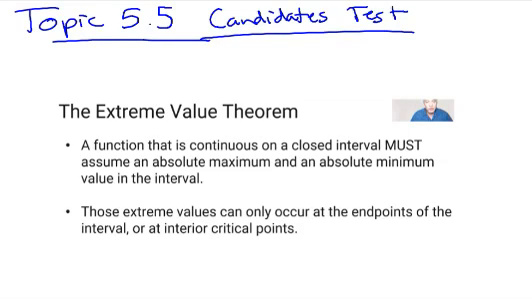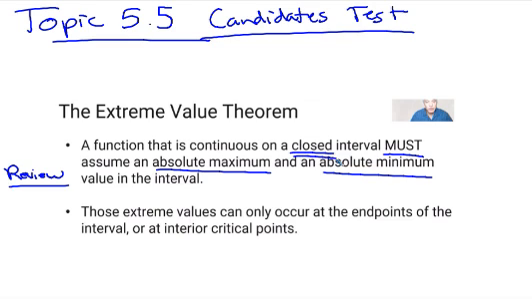All right, today we're going to work on the candidates test, which is topic 5.5. And we've already worked with this somewhat, dealing with the extreme value theorem. Let's just take a look here at this first slide. A function that is continuous on a closed interval must assume an absolute max and an absolute minimum value in the interval. That's review. We've covered that. That's one of the main ideas of the extreme value theorem. All right, that there must be an absolute max and an absolute min if it is a closed interval.